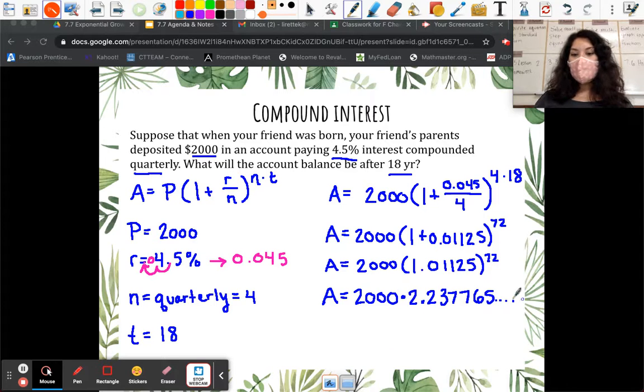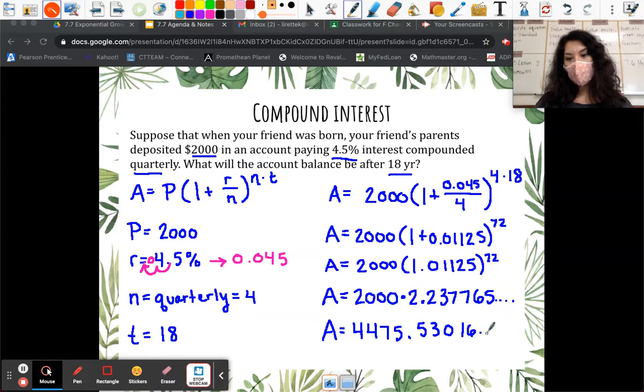And it doesn't terminate, so I'm just going to write a few. And then without clearing my screen, I'm going to take that decimal and then multiply that answer with 2,000. And that's going to give me the following. 4475.53016. It just keeps going.